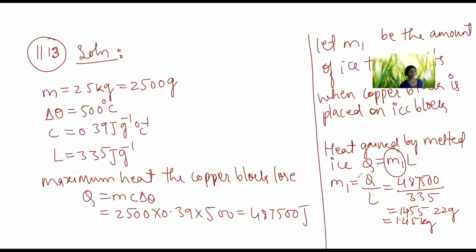So the heat gained by melted ice is calculated using the formula Q is equal to M1 into L. We need to calculate the M1 value. Keep the known quantities on one side and the unknown quantities on the other side. So the M1 value after simplification, we got as 1455.22 grams, or converting to kg, 1.45 kg. So this is the solution for 11.13.